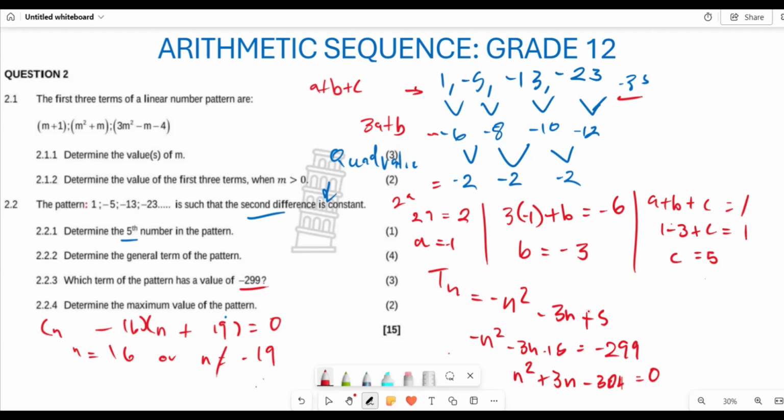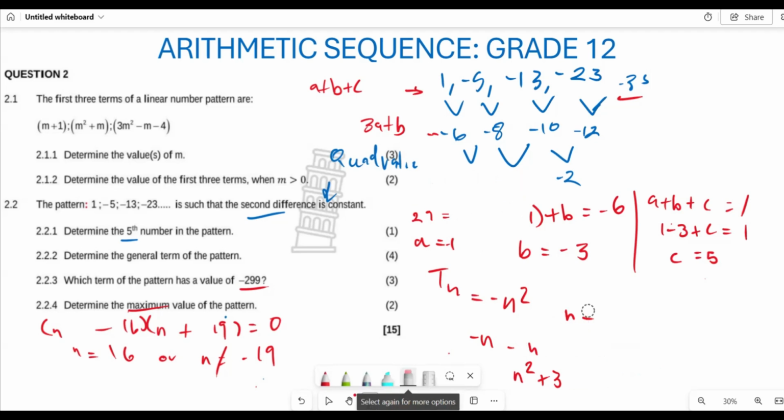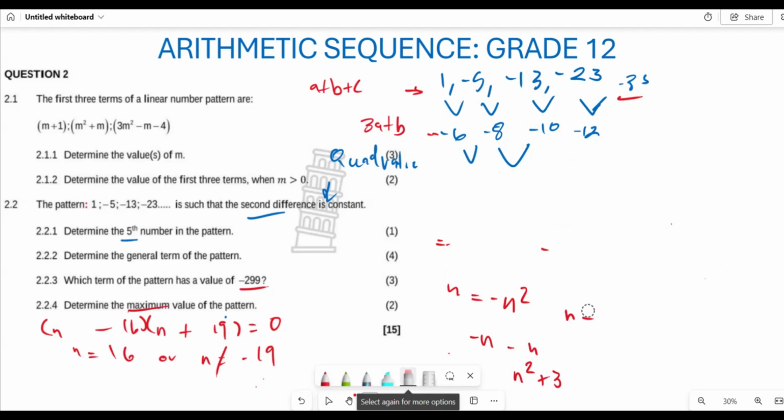Now let's look at 2.2.4. Now they say the maximum value of the pattern. Look, whenever we are looking for the maximum value, I want this to stick in. Whenever we are looking for your maximum value, now here, we are looking for this.